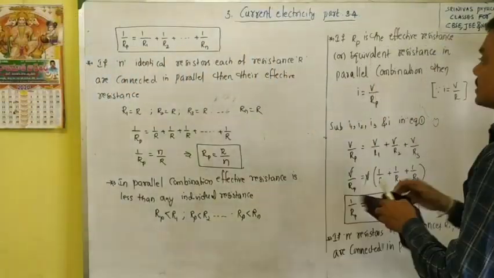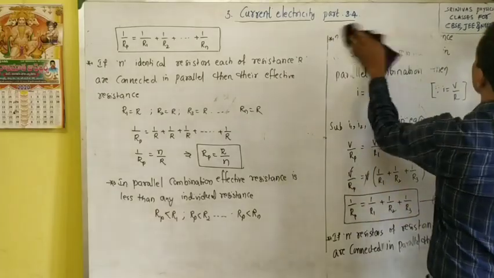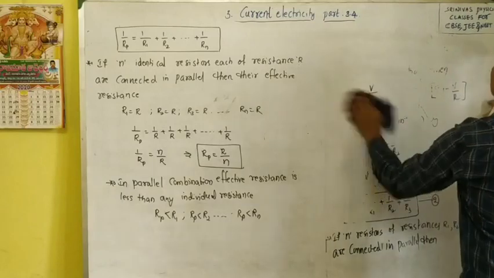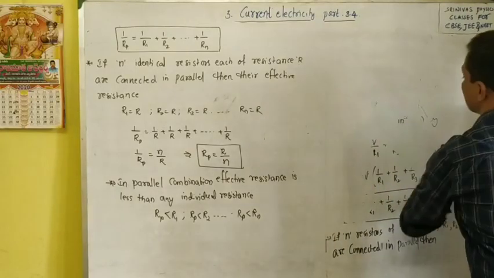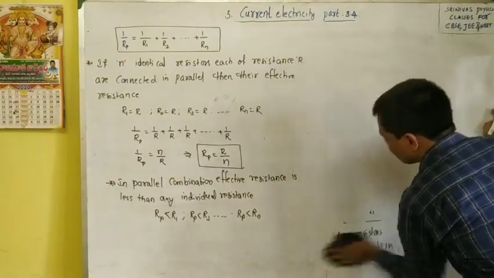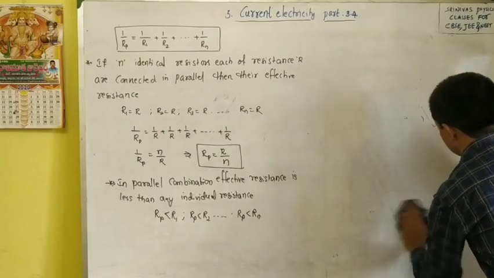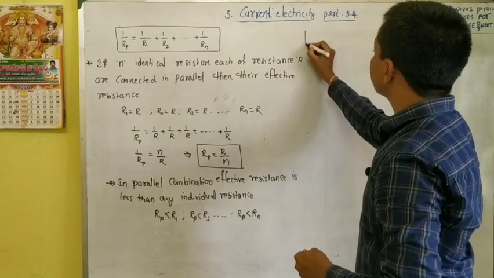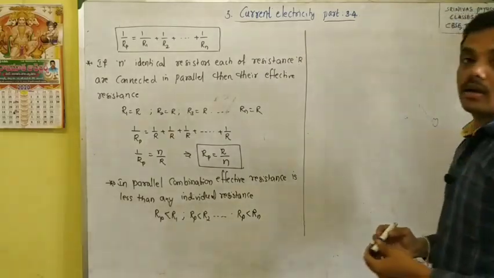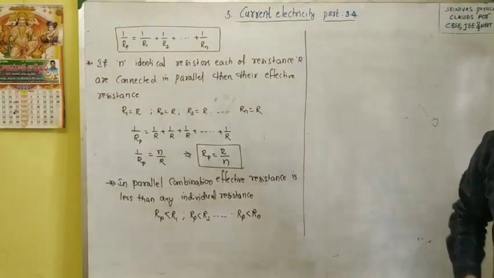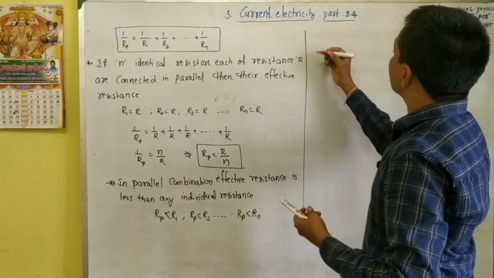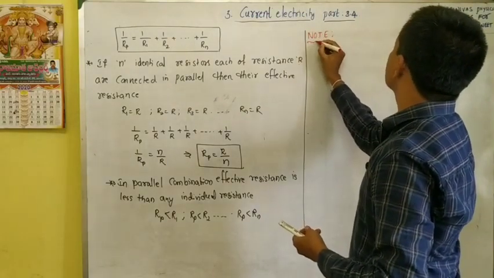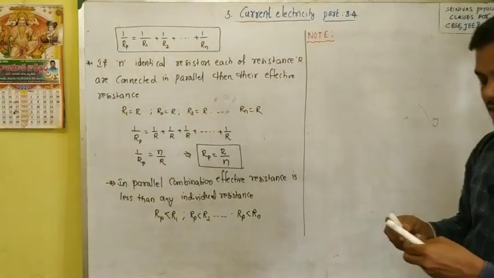And what are those points? What is the ratio of currents in the parallel combination? What is the ratio of potential differences in the parallel combination? Can you tell? I want to write one point in the note.